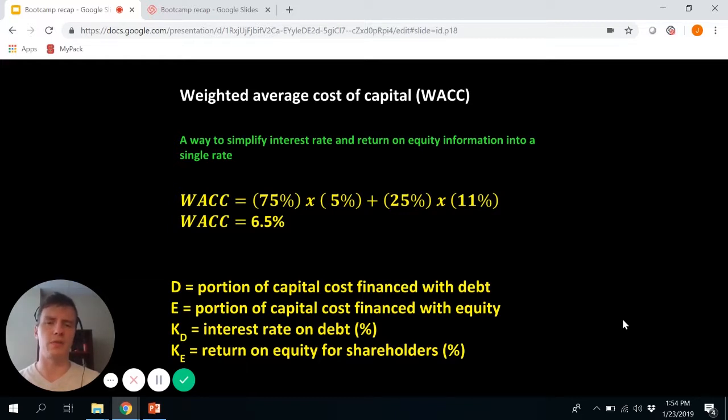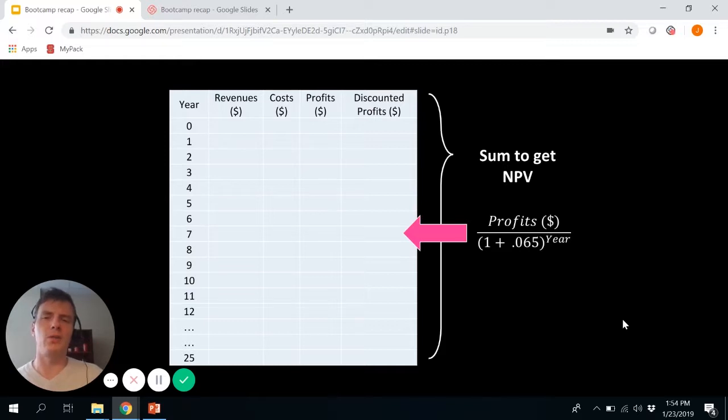So we're going to assume that 6.5% is our discount rate for this discounted cash flow and net present value analysis. So when we go back to our discounted cash flow analysis and we're looking at discounting profits in every single year, we're going to use this generic formula, which is that the present value of profits in any given year, in other words, the discounted profits, equals the profits in any given year divided by 1 plus 0.065 to some sort of exponent, where that exponent equals the year that we're talking about. And then we would sum those all up to get net present value.